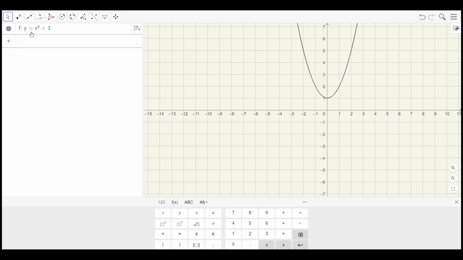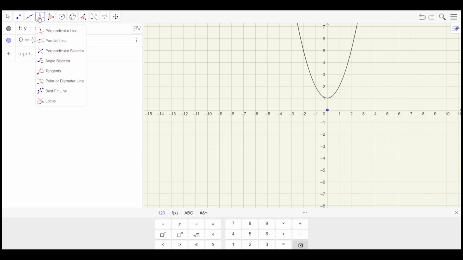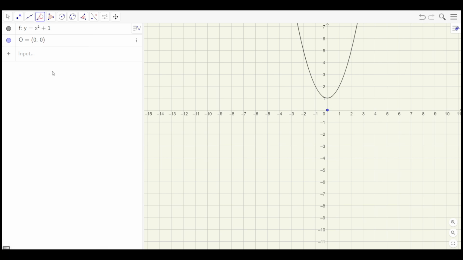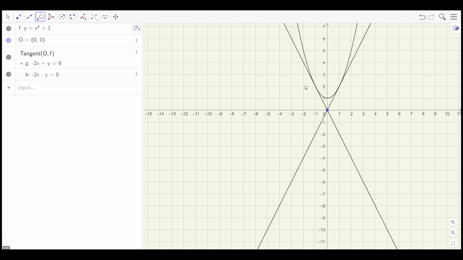Yes? And now the point was the origin, so let me call it O, and the point is 0 and 0. I think I should put equality between them. So that is my point here, you see. And I think there is a command here, tangents, yes. So I can choose this tangent, and then I can click here, and then this one. And you can see that I have two tangent lines here.